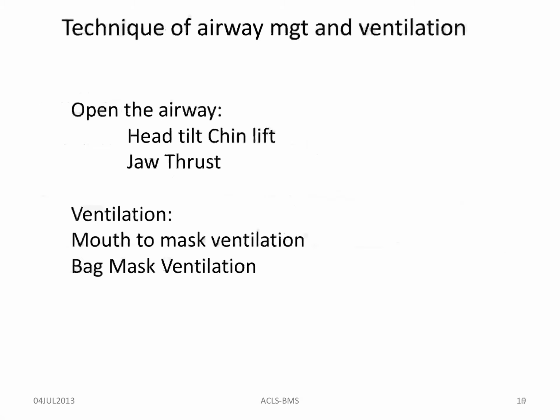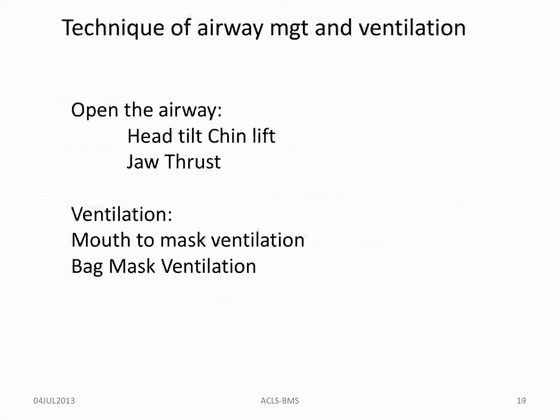Now, technique of airway management and ventilation is open the airway. To open the airway, you do a head tilt and chin lift. You make the patient lie down and give him a hyperextension, a slight extension in his neck, so that the head gets tilted upwards and there's a slight chin lift. And then a jaw thrust forward so that his mouth opens, and make sure his tongue does not fall backwards. Now, ventilation, otherwise he will not be able to breathe.